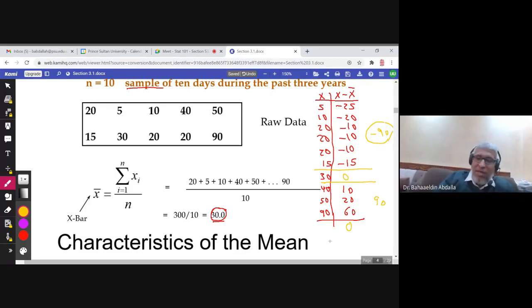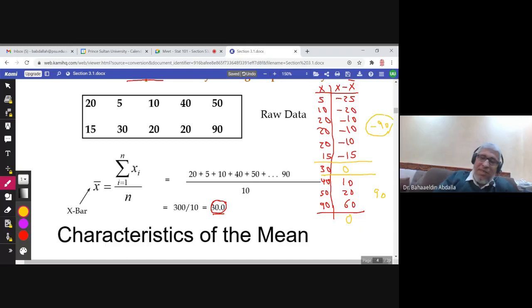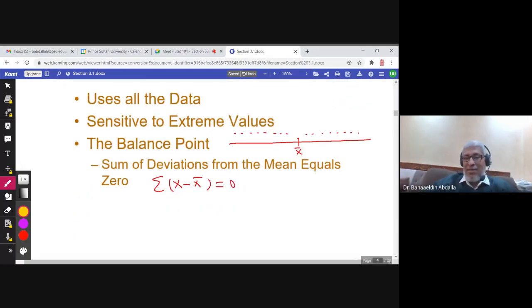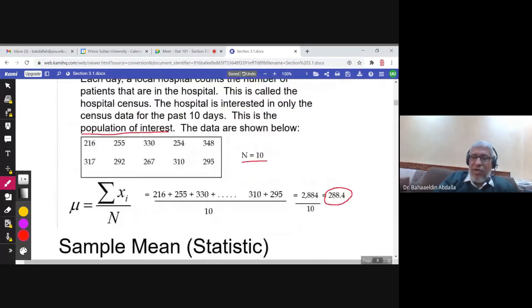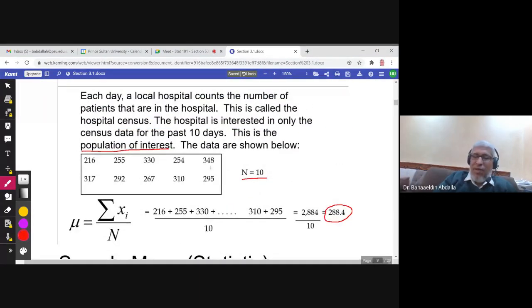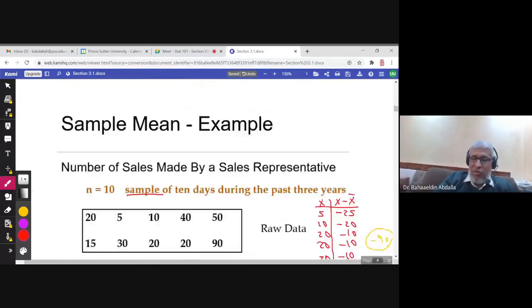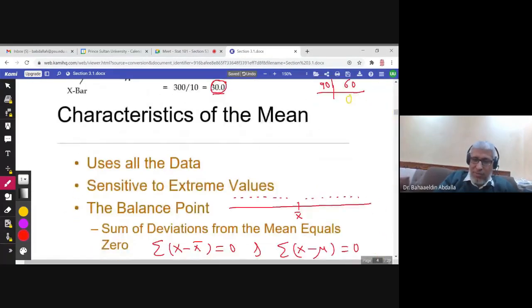This is the meaning of this characteristic, that it is the balance point. The mean is the balance point. Of course, if you also use the population, not the sample, you will find that summation of x minus mu would also be 0. And you can try that here in this example. You can do the same for this example, and you will find that summation x minus mu is always 0.